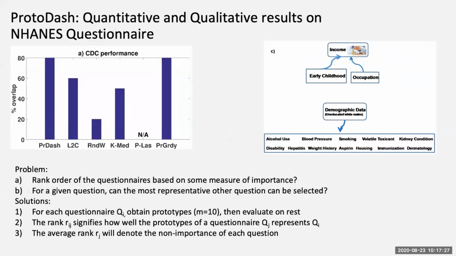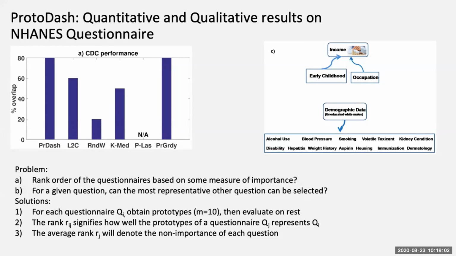In this slide, we are also showing another example of Prithwish. So this is applied on a CDC questionnaire data that is collected for census purposes, and the data contains a successive set of questionnaires sent out to a particular neighborhood. So the problem here is, can we rank the order of the questions based on some measure of importance? And for a given question, can we select the most representative other questions from this questionnaire data?